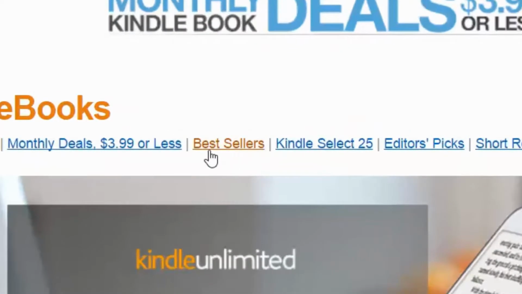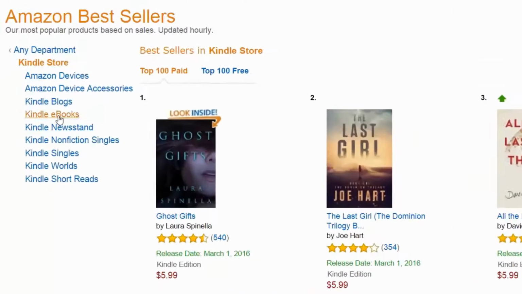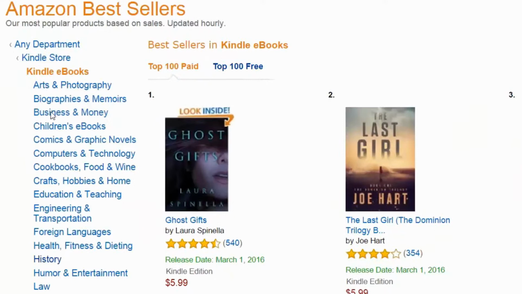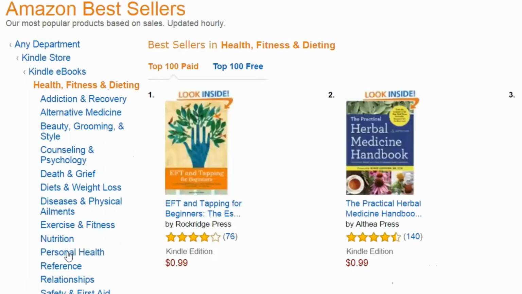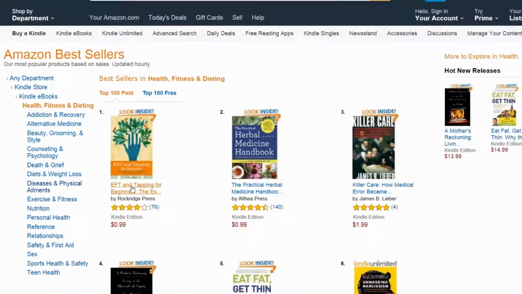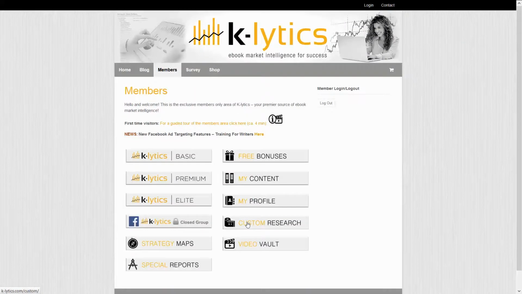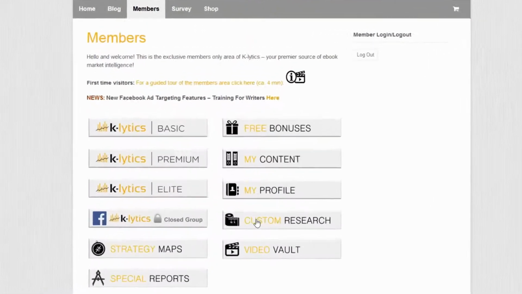So you click on bestsellers here, it takes you to the Kindle store, you go on ebooks and you have on the left hand sidebar all these bestseller lists, and you can click your way down. For example, in this case, maybe in health, fitness and dieting, click your way down, and you're then probably used to using either a tool or manually going through the books and looking what their sales rank and sales are. And to save you all the time with this, we do cover these basic and more deep bestseller list in our K-lytics Basic Premium and Elite services.